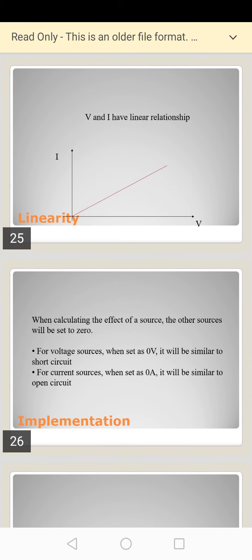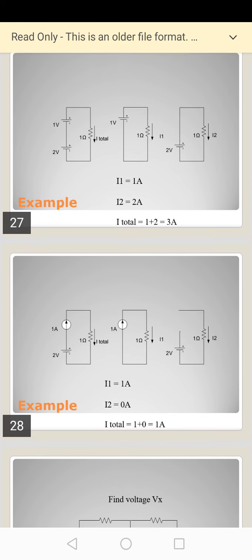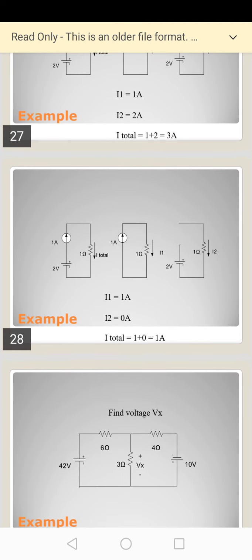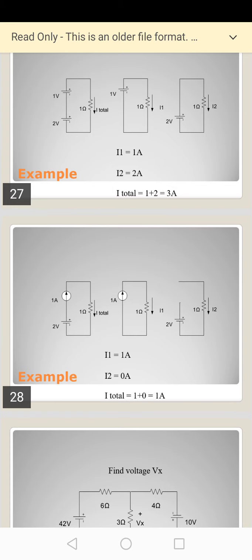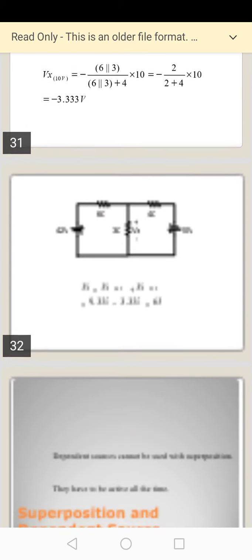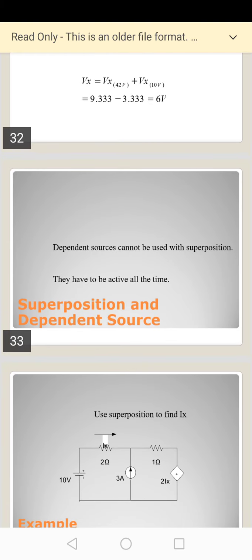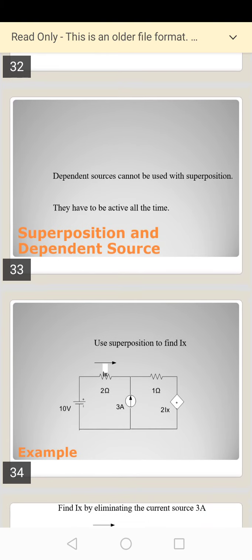When calculating the effect of one source, the other sources are set to 0. For a voltage source, 0 volts is similar to a short circuit. For a current source, set to 0 amps, it is similar to an open circuit. Here I1 is equal to 1 amp, I2 is equal to 2 amps. The total current I is equal to I1 plus I2, which is 3 amps. Dependent sources cannot be used with superposition.